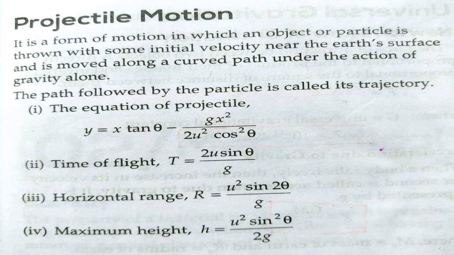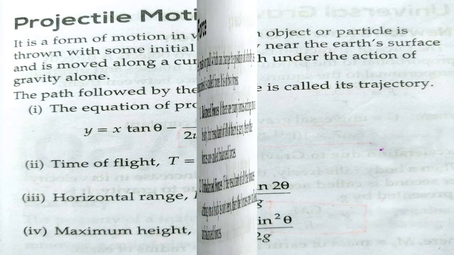Third one, horizontal range. R is equal to u square sin 2 theta by g. Fourth one, maximum height. h is equal to u square sin square theta by 2g.